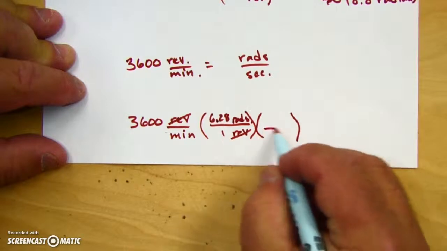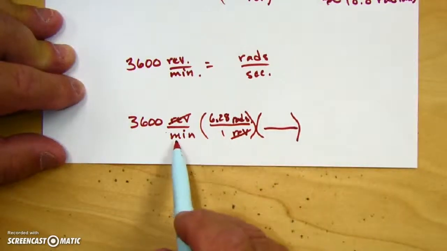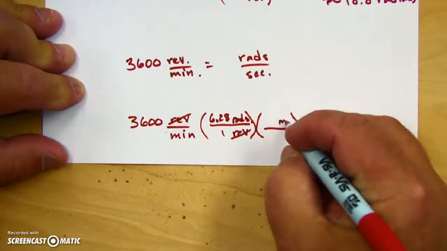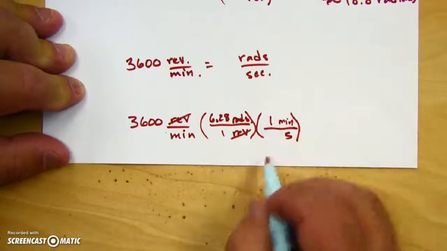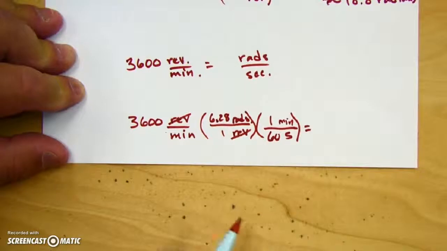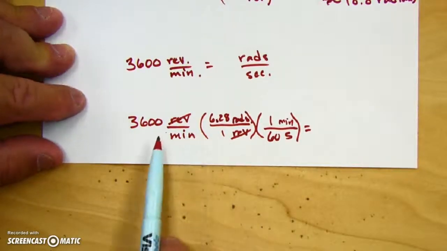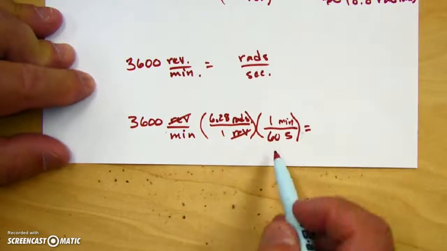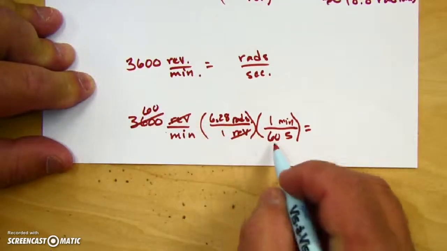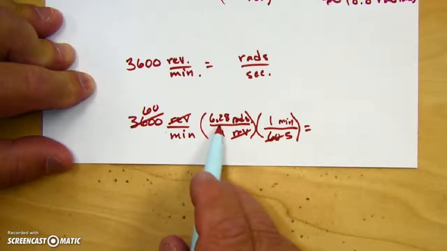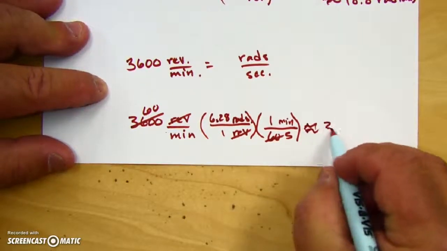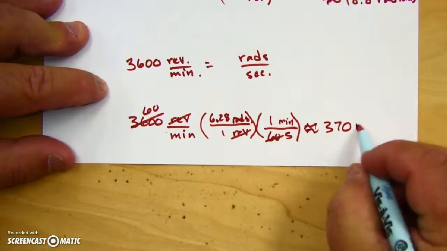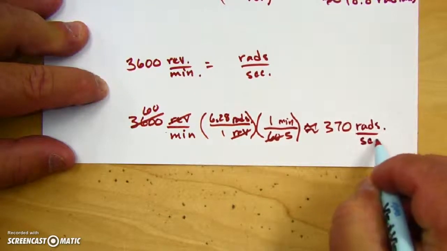Now I need to get rid of minutes. Minutes on the bottom, so I need minutes on the top to get rid of them, and I need seconds. Now make that fraction equal to 1, and of course we know that 1 minute is equal to 60 seconds. Then you need to do the math. 3,600 divided by 60 becomes 60. 60 times 6.28, and I don't have a calculator, so you can do it with a calculator, about 370 radians per second.